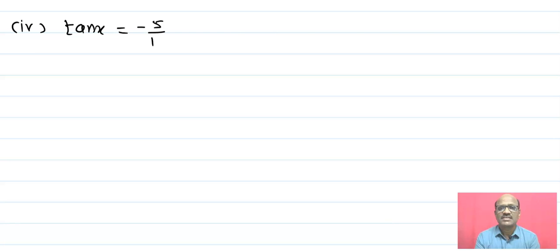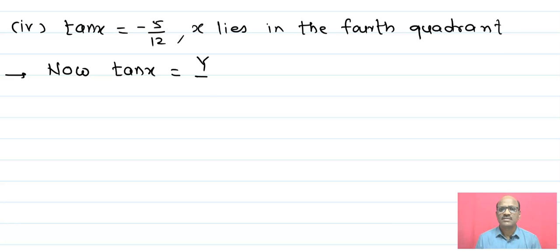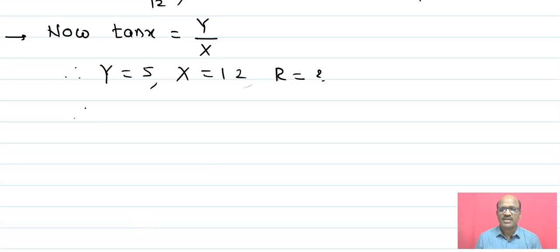Now the next is, again here the angle is minus, the angle is a small x. That is, tan x is equal to minus 5 upon 12. x lies in the fourth quadrant. In the fourth quadrant, only cos is positive, tan is negative, already the sine is correct. Now see this here. Now tan of x is equal to y upon x, because already the angle is a small x, therefore we are treating capital X and capital Y.